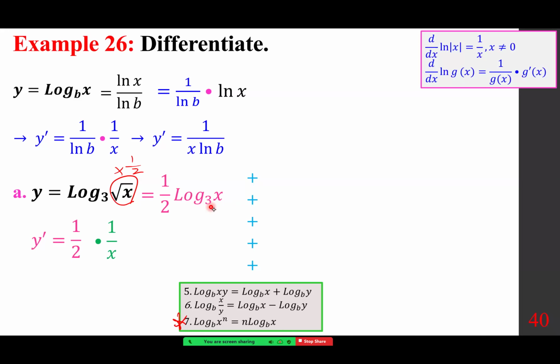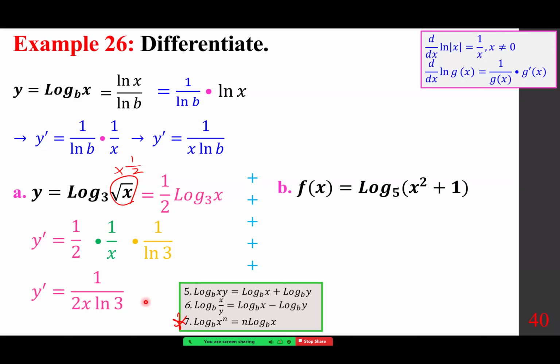You look at the base. If the base is e, we are done. And of course, that means ln. Since it's not, 1 over ln of the base, 1 over ln 3, we are done. We are going to put them together as follows. 1 over 2x ln 3. The way you write this, clearly 2x is not part of the argument of log. That's why we write it in this fashion.